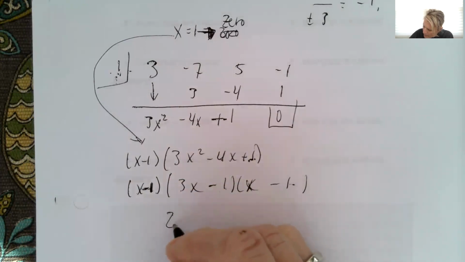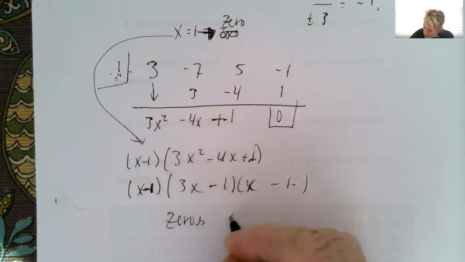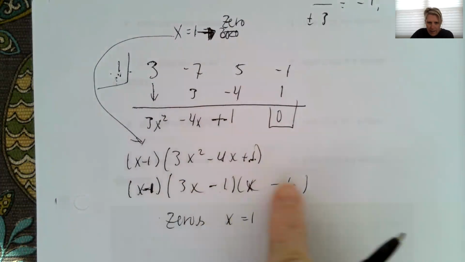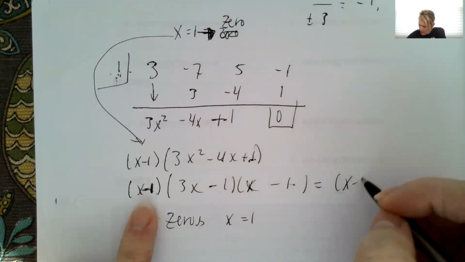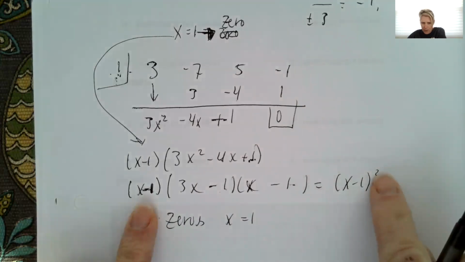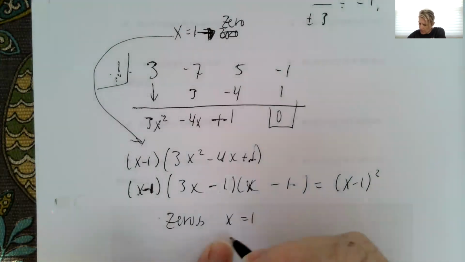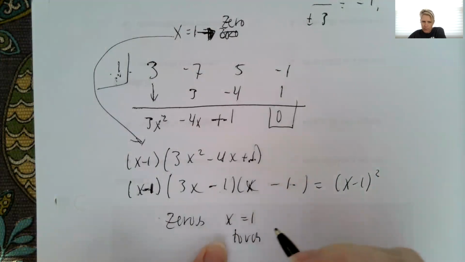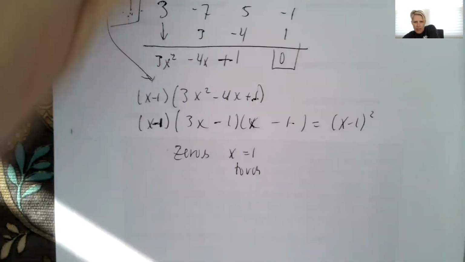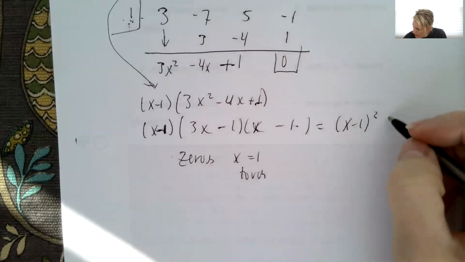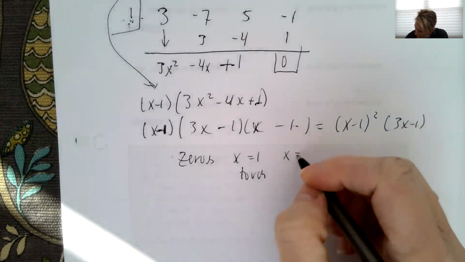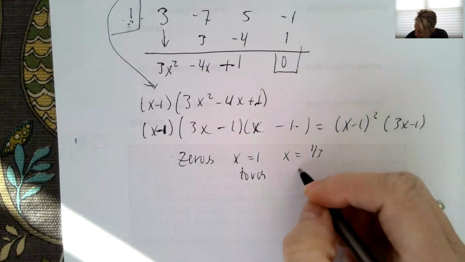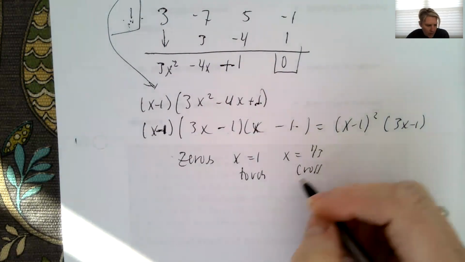So my zeros, when we look on Desmos, should be at x equal to 1, and it's happening twice, right? So this is really x minus 1 squared. So the multiplicity is 2, so it's going to touch here, just kind of bringing back what we learned in the other lessons. And then we have the 3x minus 1, which is x equal to 1/3, which is going to be a cross. It's going to cut through.